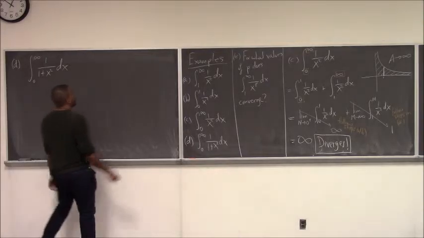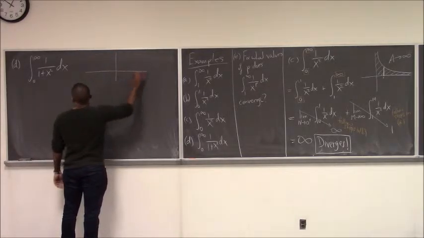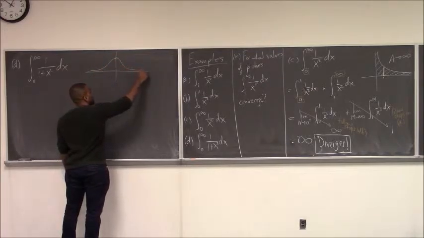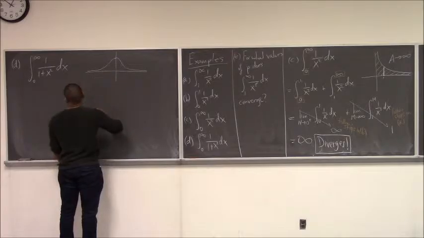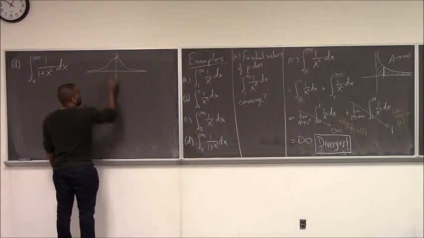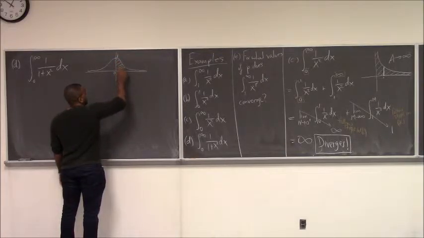Now this is 1 over 1 plus x squared. This guy kind of looks like this. Never actually touches the x-axis. The max value is actually 1. But I want the area of half of this guy.